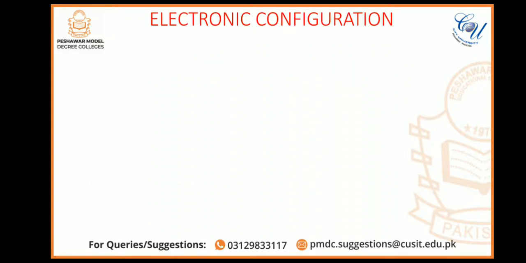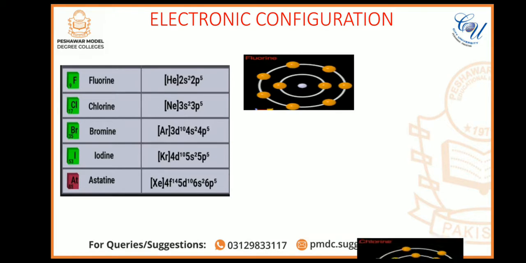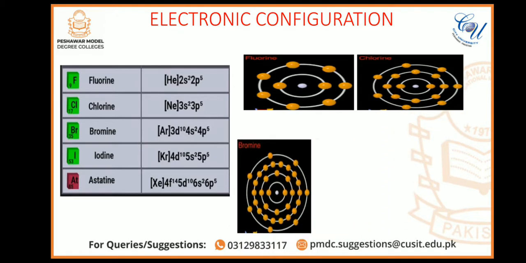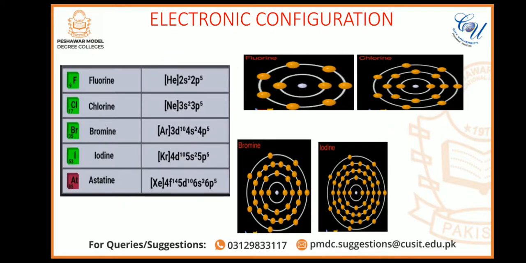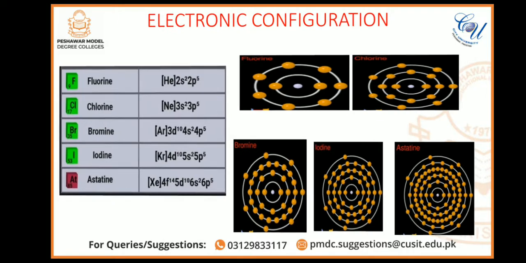So let's discuss the electronic configuration of halogens, that are fluorine, chlorine, bromine, iodine and astatine. Here you will notice that all of them have 7 electrons in their valence shell. So we can say that the characteristic feature is s2p5 in the outermost shell.